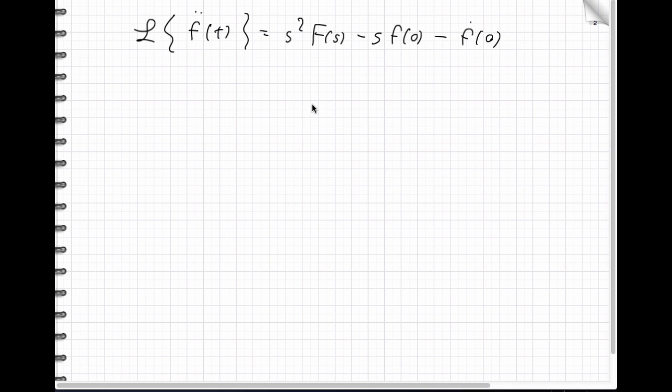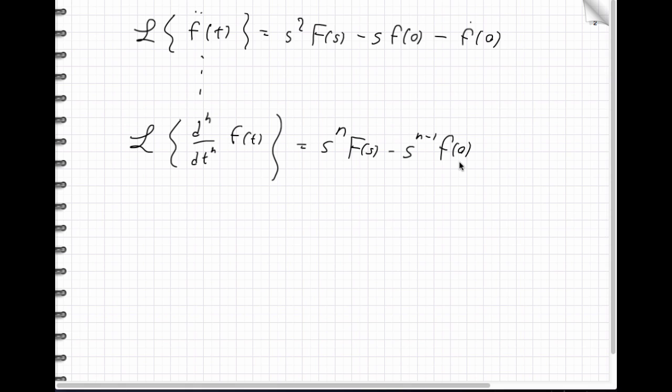Maybe you can see the pattern, but I'm going to expand this to a general Laplace of an nth derivative, d^n dt^n of f of t. You can probably already guess that it's going to be s to the n times F of s, minus s to the n minus 1 times f naught, and then minus s to the n minus 2 f dot naught, and then dot dot dot.